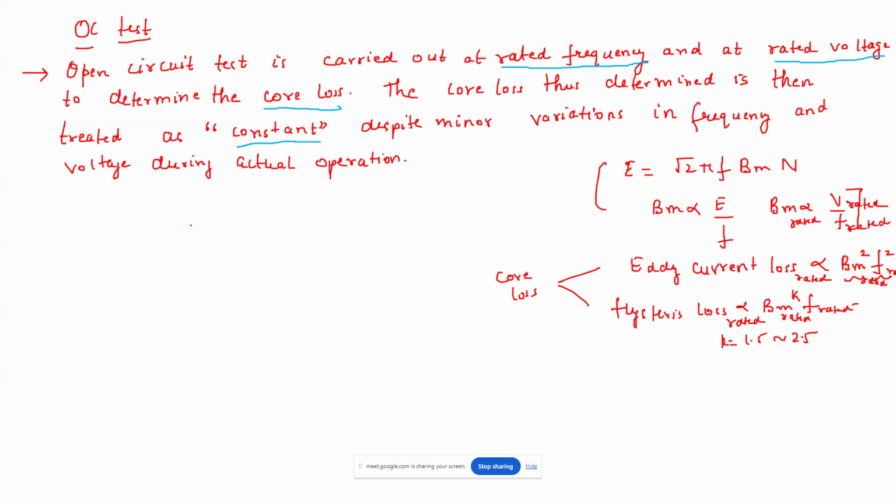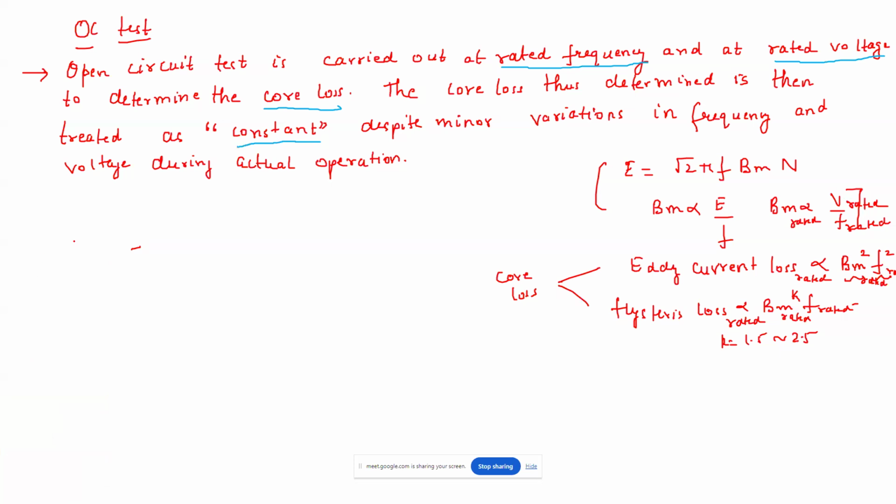Why? We have seen it in the last class. Why do we operate the machine at rated voltage and rated frequency? Because otherwise the flux will saturate. The flux is proportional to V by F, so if we are not operating the machine at V rated and F rated, the flux can saturate. To avoid that, we operate the machine most of the time at rated voltage and rated frequency. So the current can change.